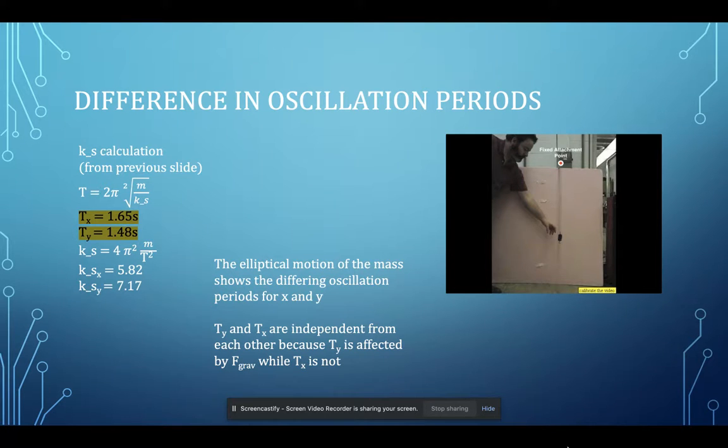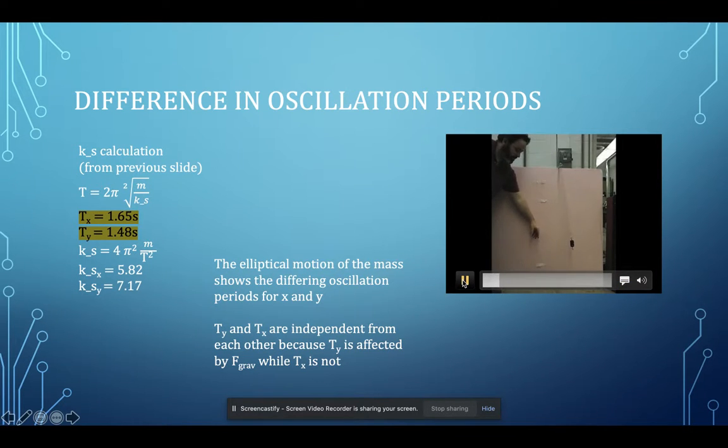So for the difference in our oscillation periods, as you can see here on the left, the x oscillation period is different from the y oscillation period. This is due to the elliptical motion of the mass. You can see it's oscillating differently for x and y. And also the x and y are independent from each other because the oscillation in the y direction is affected by F grav, while in the x direction it is not. And you can see that in this tracker video.